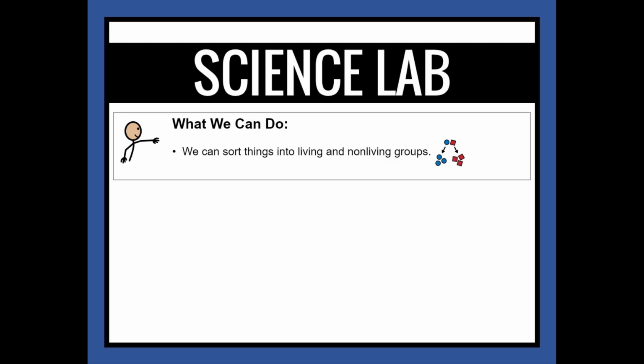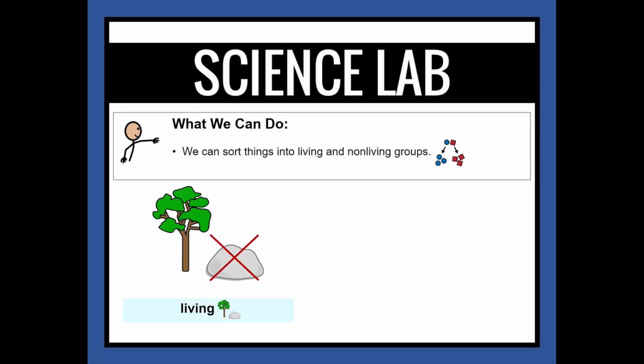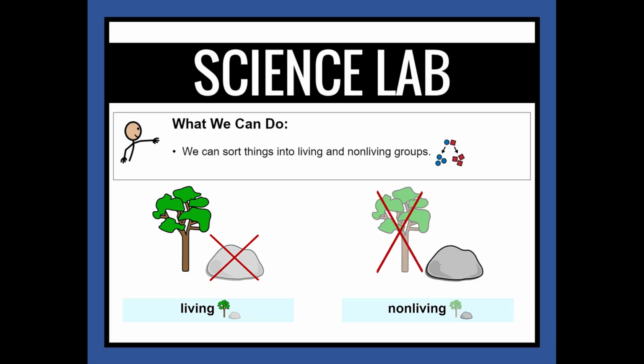This lab is a little different than normal because instead of performing an experiment, we are going to sort items and objects into living and non-living things. Therefore, we are not starting out by asking a question. Instead, we start out with a statement of what we can do. So, what can we do? We can sort things into living and non-living groups.